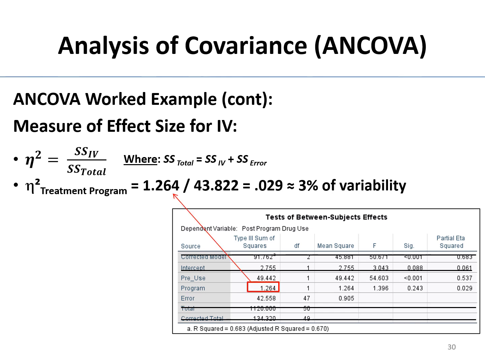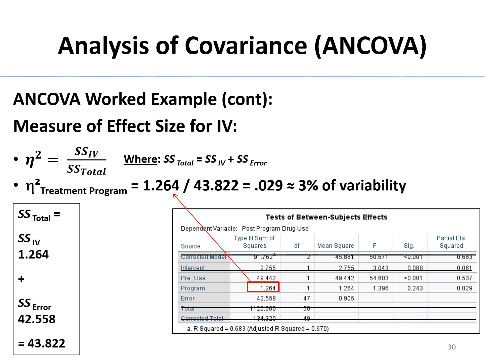We've got our sum of squares for the independent variable is 1.264. Sum of squares total on the bottom there is the sum of squares for the IV again, 1.264, plus sum of squares for error, which is 42.558. So you add those together, you get 43.822. And if you do 1.264 divided by 43.822, you get about 0.029, which is about 3% of the variability, or 0.03 proportion. That is your eta squared.